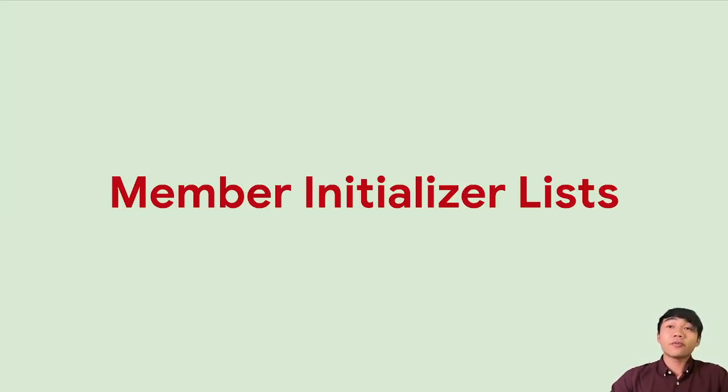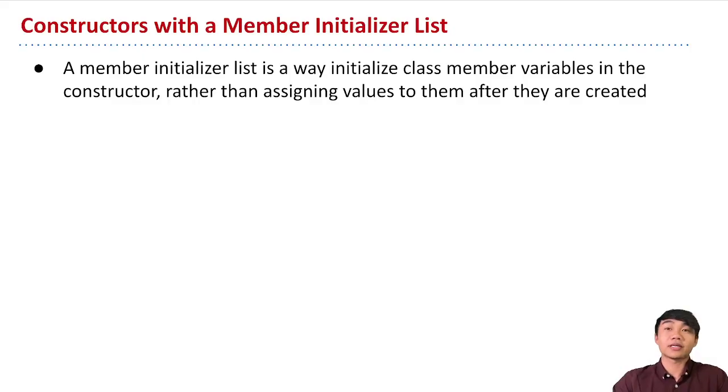So now we'll look at a different way that we can write our constructors using member initializer lists. So let's just break down this term, member initializer list. Member means that we're referring to a member of a class, specifically member variables of a class. And initializer means that we want to initialize those member variables to some value.